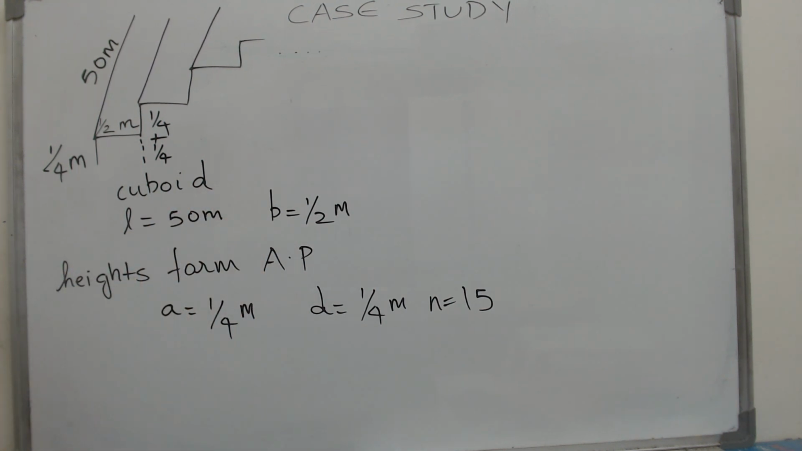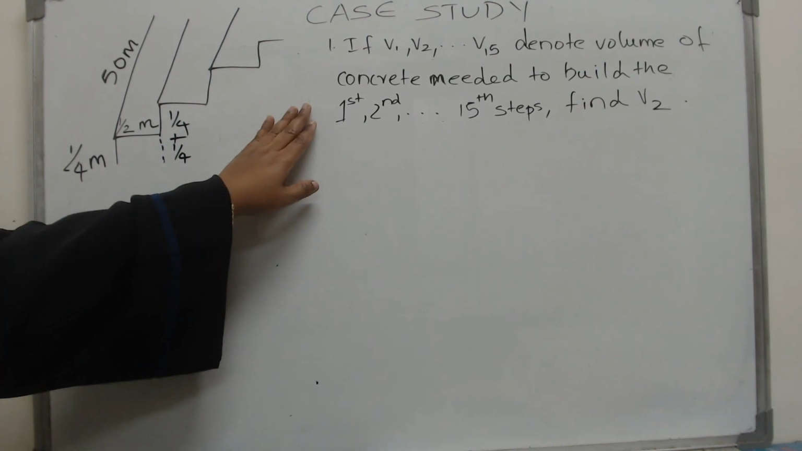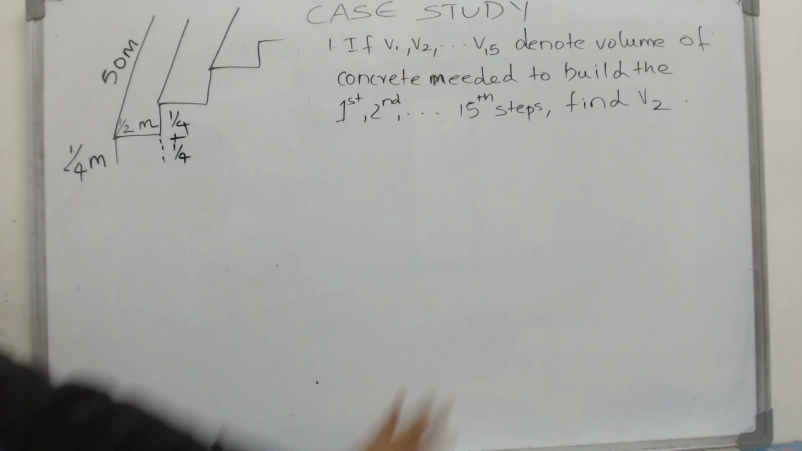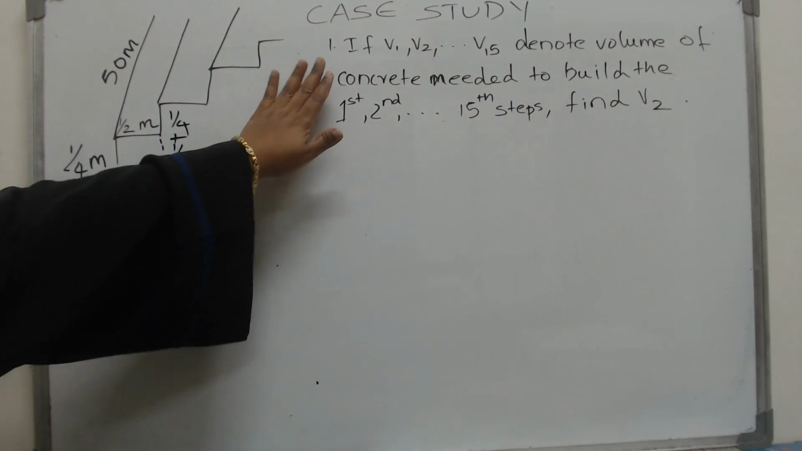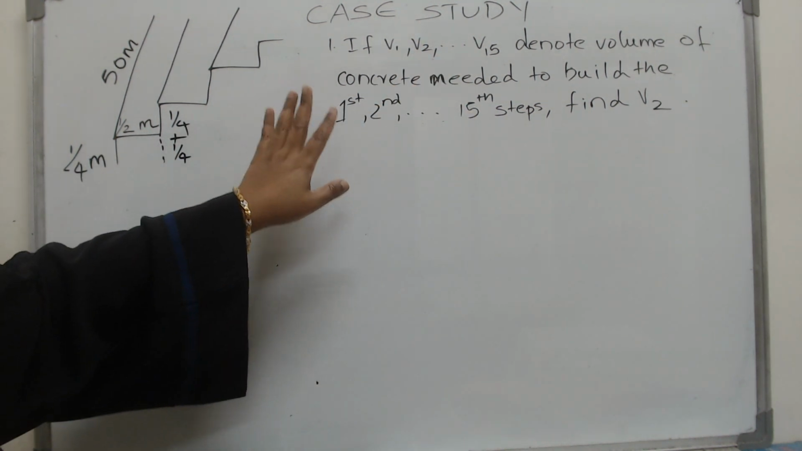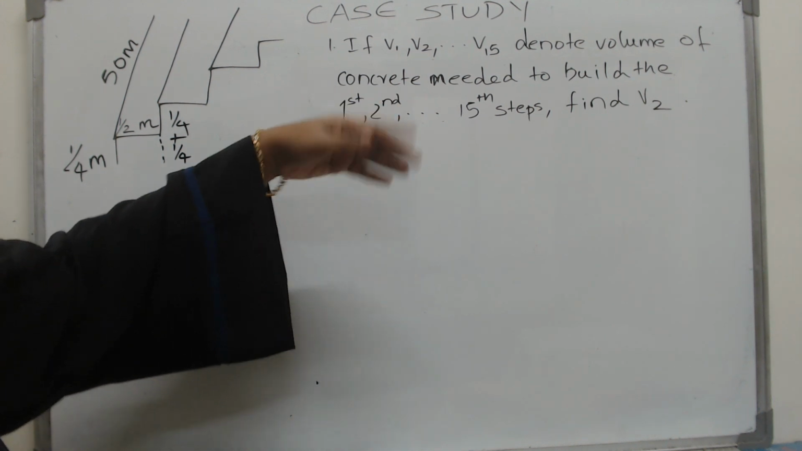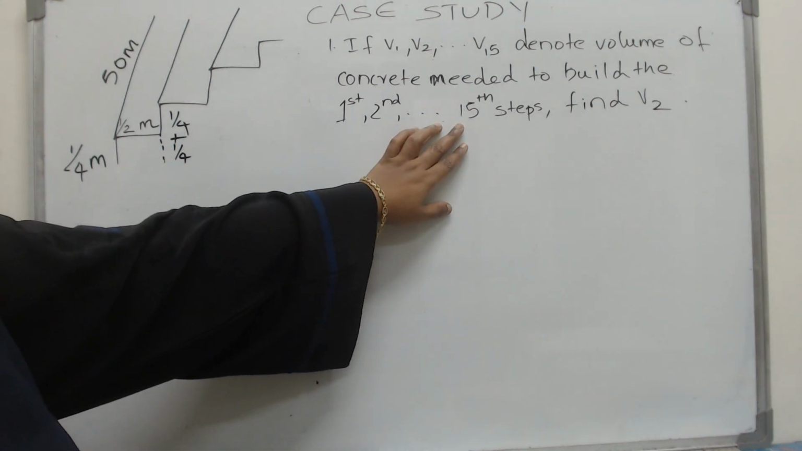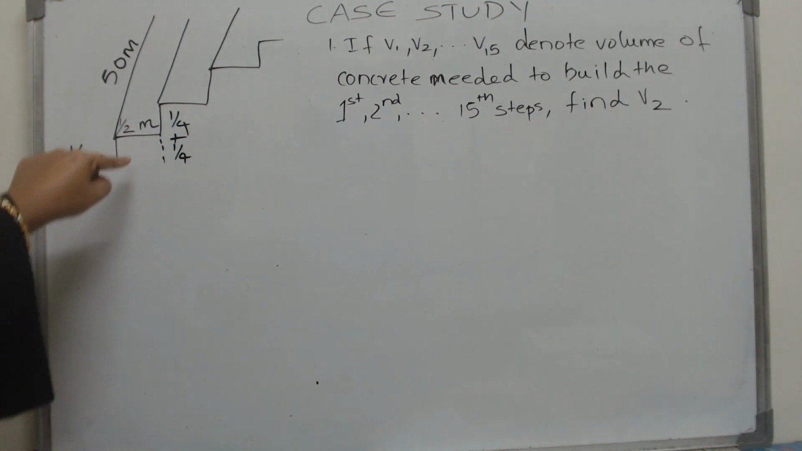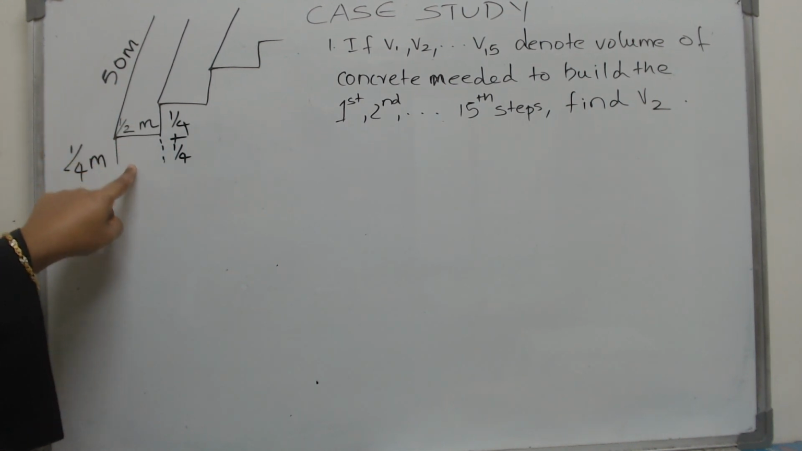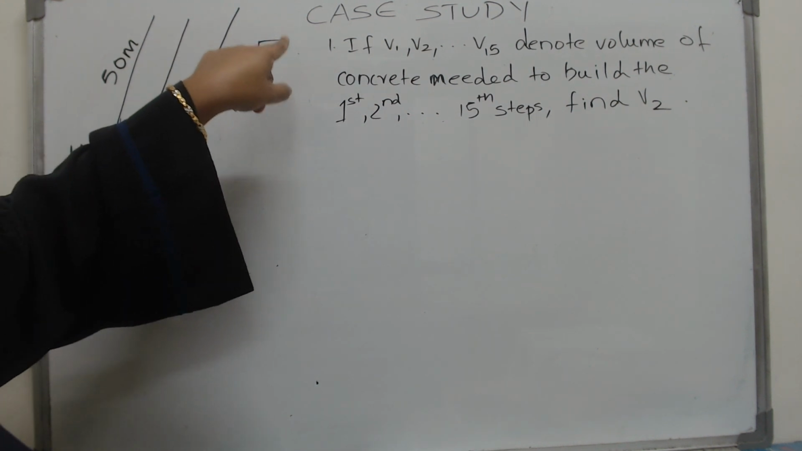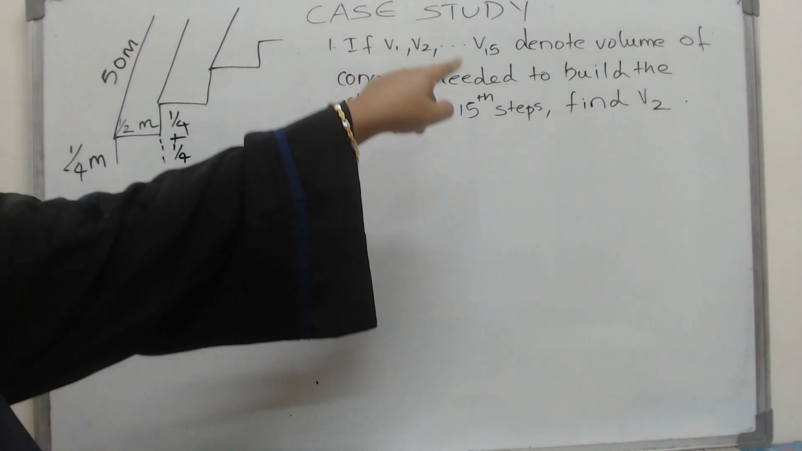So now let's start with the questions. So this is our first question. If V1, V2, etc., V15 are the volume of the concrete needed to build the first step, the second step, etc., respectively, then we have to find what V2 is. Or in other words, the volume of the cement or the concrete needed to build the first step is V1, the second step is V2, the concrete needed to build the 15th step is V15.